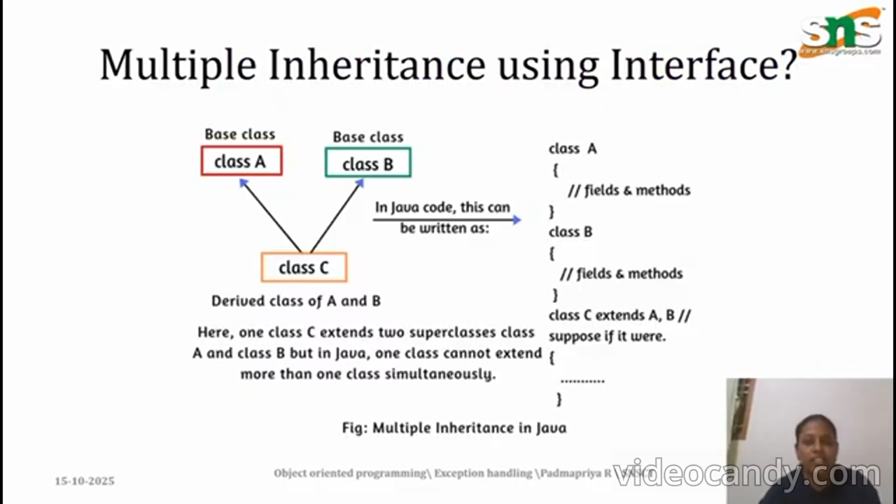Multiple inheritance using an interface: generally, multiple inheritance means two base classes combine and are inherited by a single subclass. In Java code, this can be written as class A with fields and methods, class B with fields and methods, and class C inheriting from both class A and B. So class C extends two superclasses, class A and class B, but in Java, one class cannot extend more than one class simultaneously. So we are using an interface.